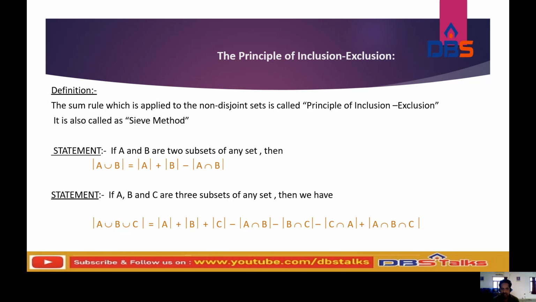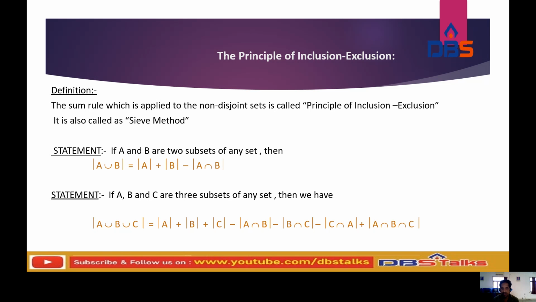Statement: if A and B are two subsets of any set, then the cardinality of A union B equals cardinality of A plus cardinality of B minus cardinality of A intersection B.